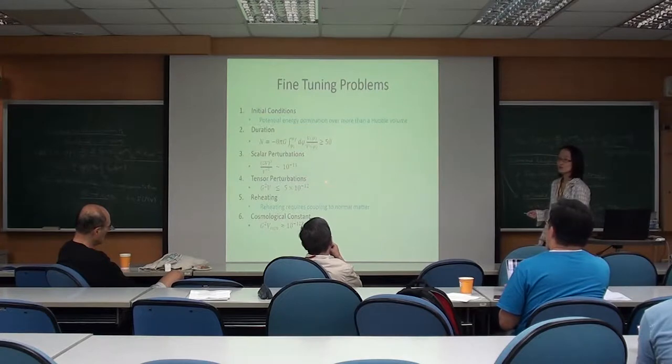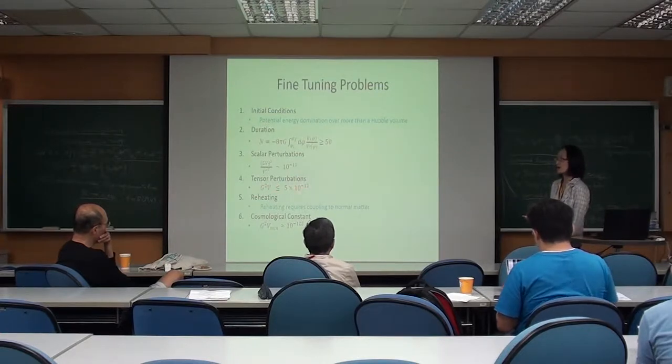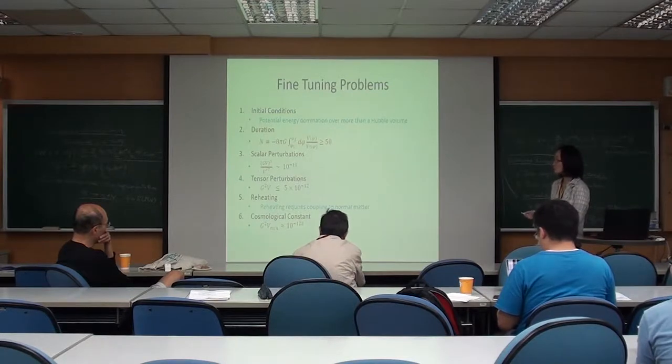And we also have a measured upper bound on the tensor-to-scalar ratio. So from this upper bound of the tensor-to-scalar ratio plus the measured scalar power spectrum, you can infer the upper bound of the tensor power spectrum. So you also have to adjust G squared V to agree with this upper bound. So this is all the fine tuning you have to do.